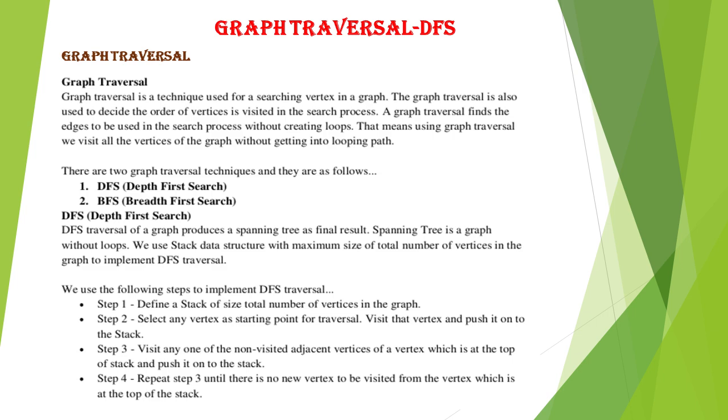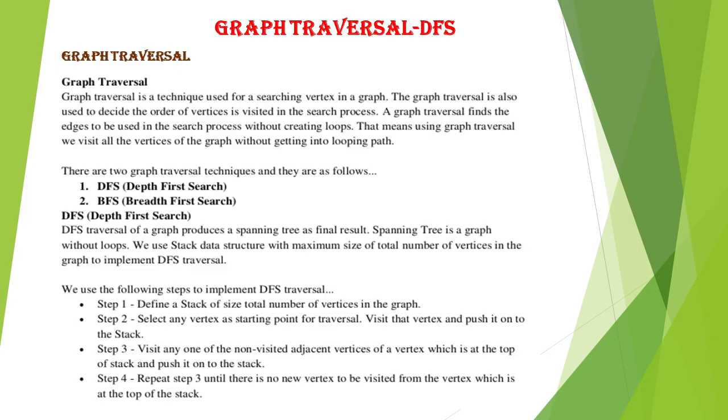There are two graph traversals. They are DFS and BFS. DFS means depth first search. BFS means breadth first search. We are going to discuss DFS in this section. DFS traversal of a graph produces a spanning tree as a result. A spanning tree is a graph without a loop.